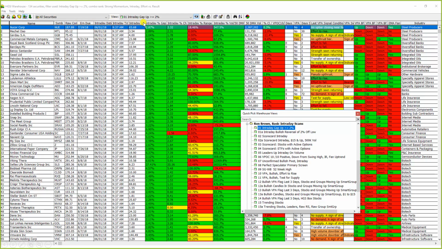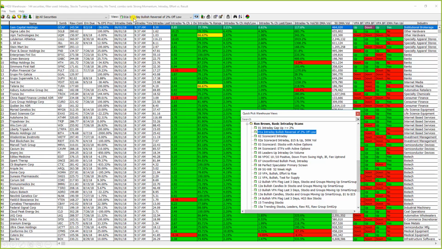These are stocks that gapped up at least 2% for the day at the open. This was at 9:37. So you can see the gap is at least 2% on here. A lot of steels if you look over here to the right. Steel producers. Everybody was chasing steel. I don't think that lasted. And the next one, this is an intraday bullish reversal, 2% off the low. If you look right here in these files. So these may have started out even negative, but they're coming off of their low. So you can see a lot of green here.